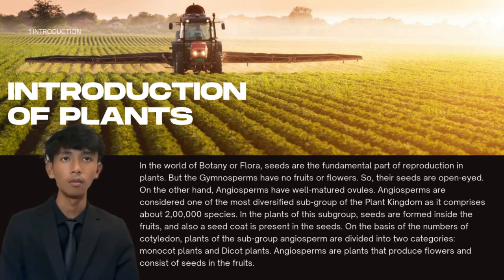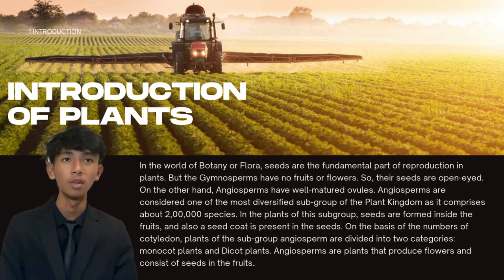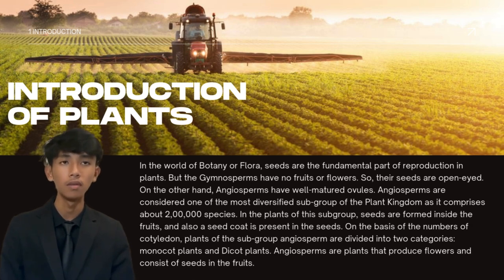Next, I'm going to talk about diversity of angiosperm. Angiosperms are highly diverse with around 2,100 species. This makes them one of the most varied groups in the plant kingdom. Next, seed formation in angiosperm. In this group, seeds develop within fruits and have a protective seed coat to ensure survival.